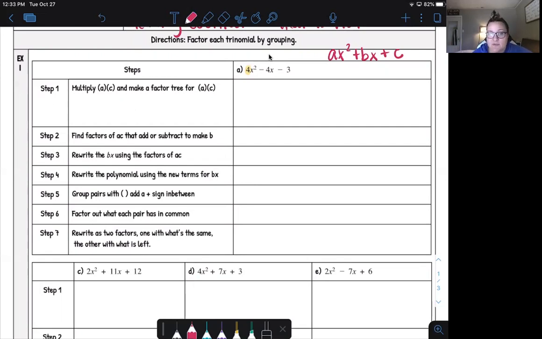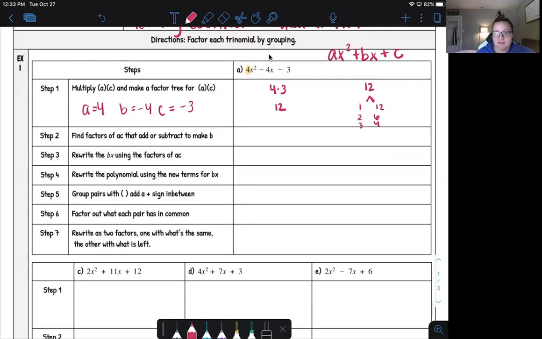So the first thing we need to do is multiply a times c. Well, to do that, we should identify a, b, and c. So in this case, a is 4, b is -4, and c is -3. Well, when we're multiplying a and c, we don't really need to worry about the negative. We worry about that in the next step. So for step 1, to make the factor tree, we just use the positive coefficients. So 4 times 3 would be 12. So we're going to make a factor tree for 12. Well, the factors of 12 are 1 and 12, 2 and 6, and 3 and 4.